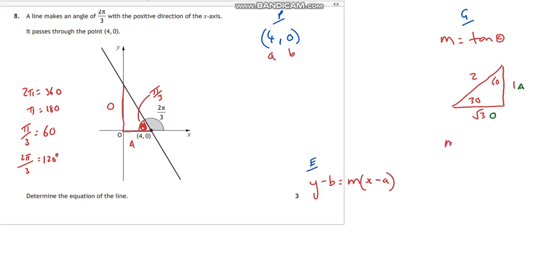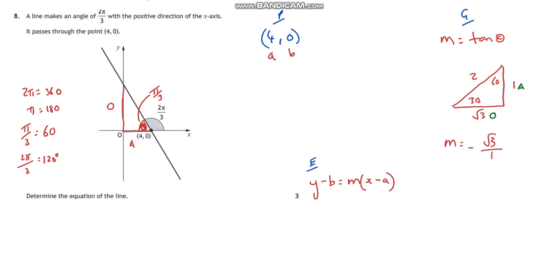Okay, so my m is root 3 over 1, except it's negative root 3 over 1, isn't it? That's a negative shaped line. Yeah, and that's why it's really important to sketch these out. If that wasn't sketched, I would want to sketch it just to double check where everything's going. So m is negative root 3 over 1. Fantastic. So now I'm able to substitute everything in.